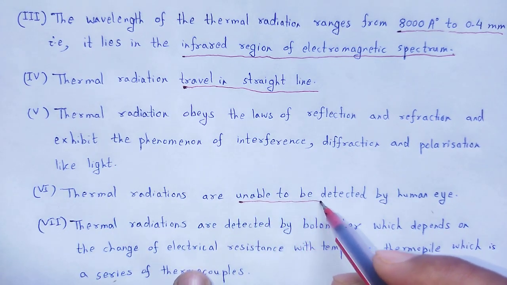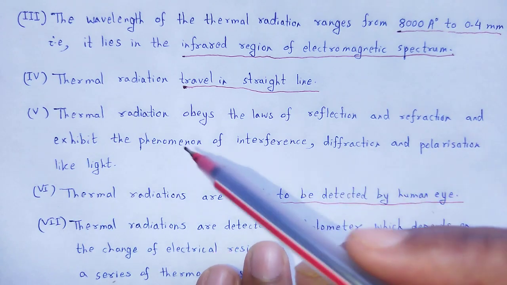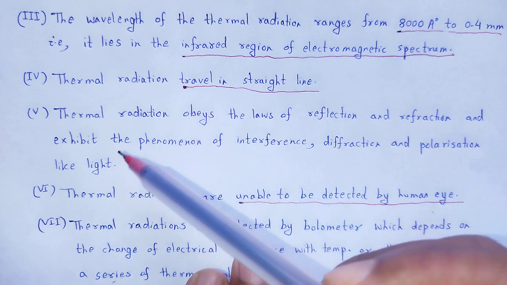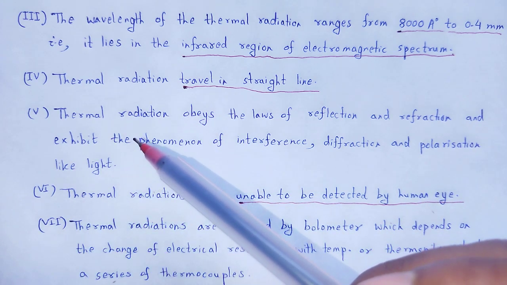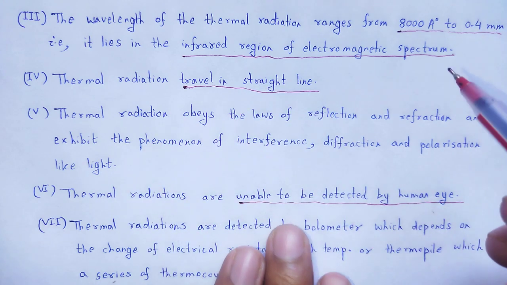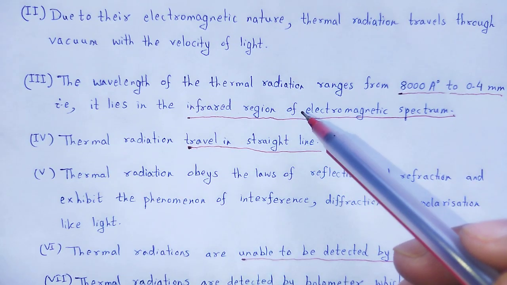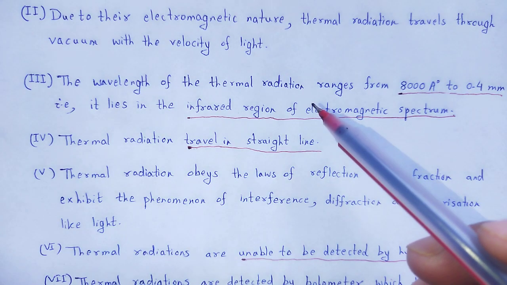Next, thermal radiations are unable to be detected by the human eye. As thermal radiations obey laws similar to those of light, but light we see in the visible range of the electromagnetic spectrum, but thermal radiations are in the infrared region. That is the basic difference between light as well as thermal radiations.